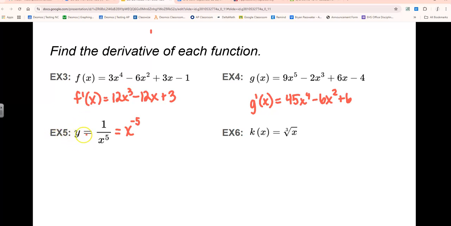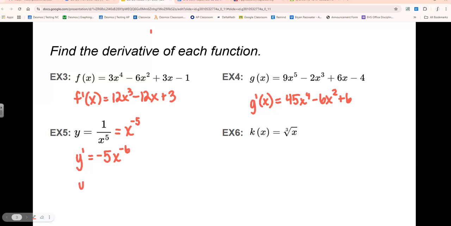Some of these are going to say y equals instead of f of x equals. So you've got a couple options with how you do this as far as notation goes. The easiest one is just to do y prime there. And then you will have negative 5x to the, what's my exponent? Negative 6. A lot of times I want to put negative 4, but you're doing negative 5 minus 1, which is negative 6. So there.